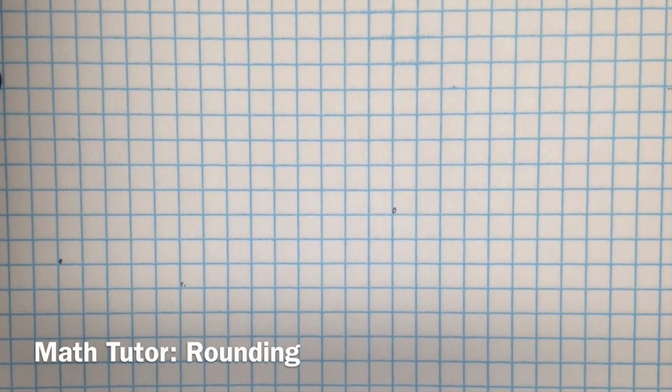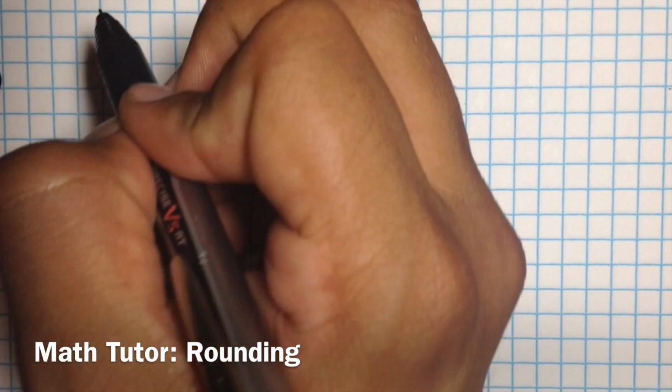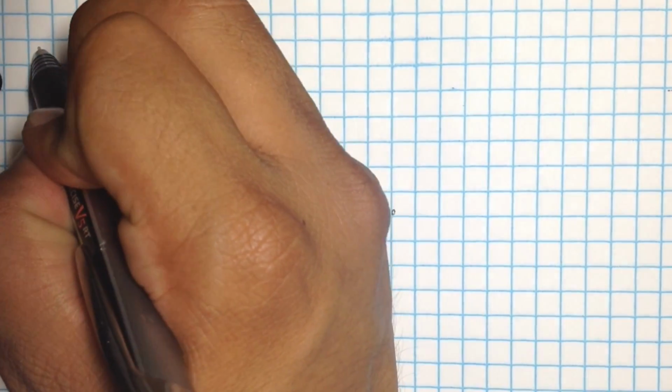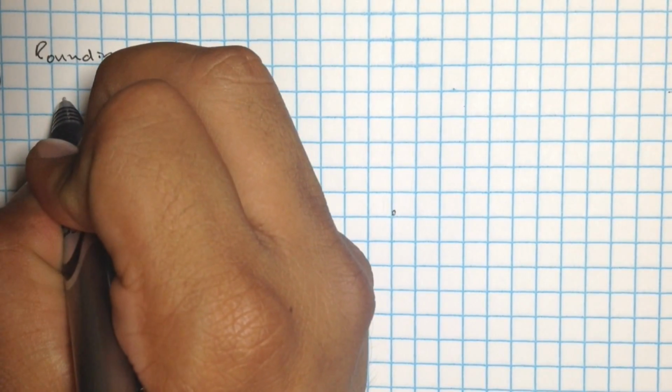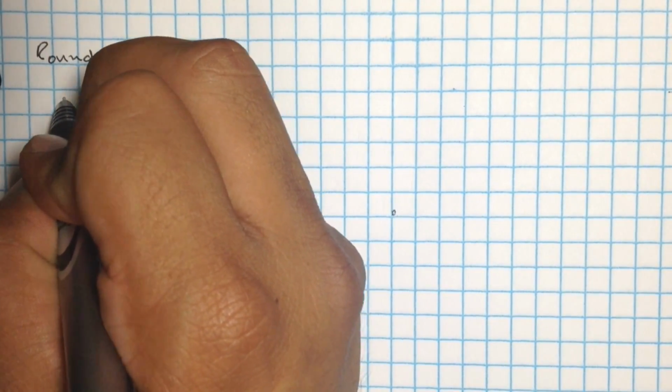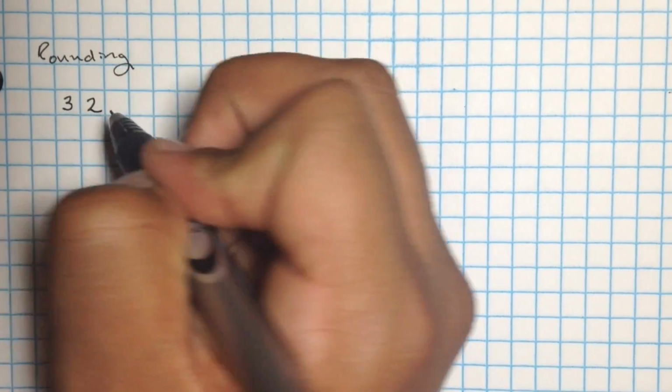Okay, so let's take a look at now. Today we're going to look at rounding. So in rounding, we always want to have a specific set of rules and steps. Okay, so we're going to take a look at, let's say, a number such as 32. Right? And we're going to round to the nearest tens.